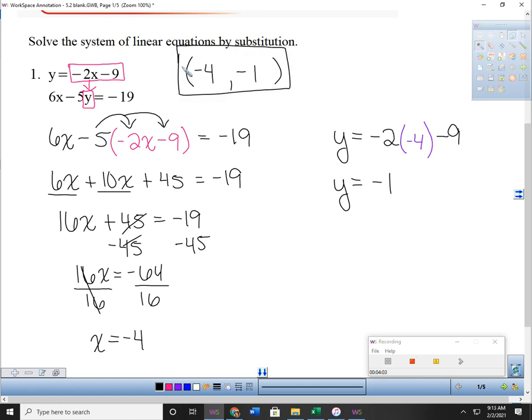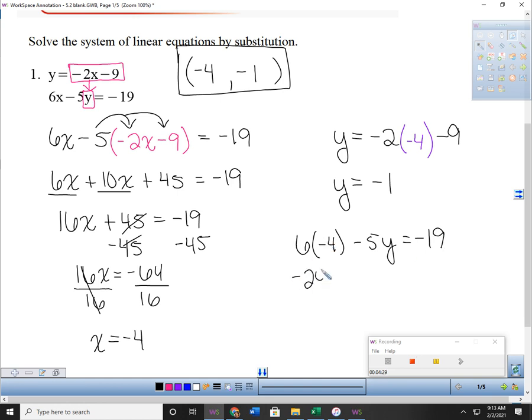You don't have to write it at the top, but you can write it at the bottom, wherever. I just like to stick it at the top. Just make sure you circle it. So once you find one of the variables, then you just plug that in to the equation. Now, let's say that I did this one. I could do that. If I did 6 times negative 4, right? If I plug the negative 4 in right there, minus 5y equals negative 19.